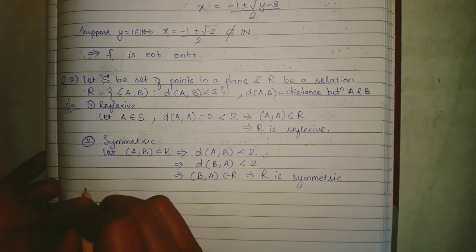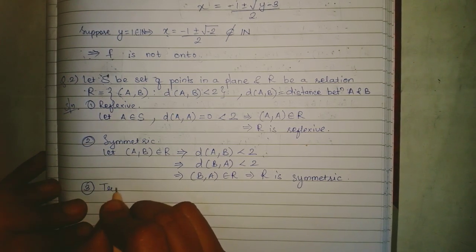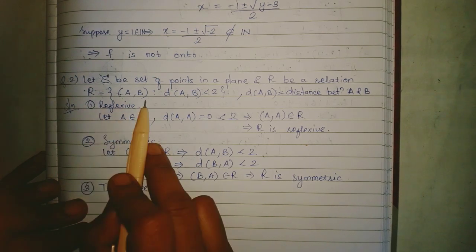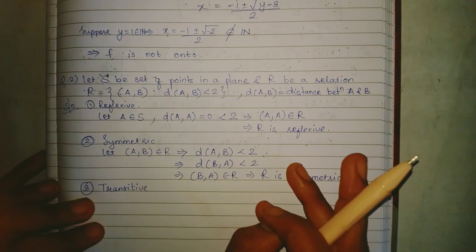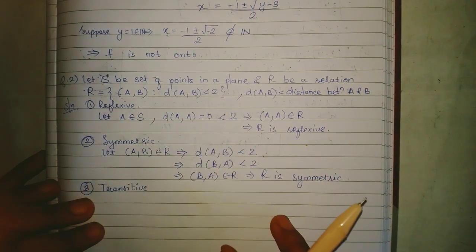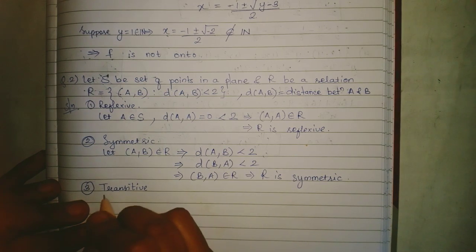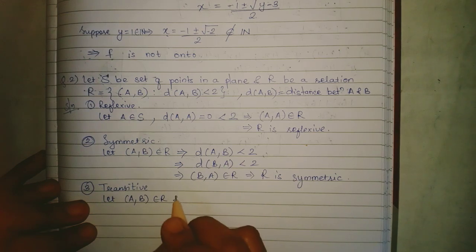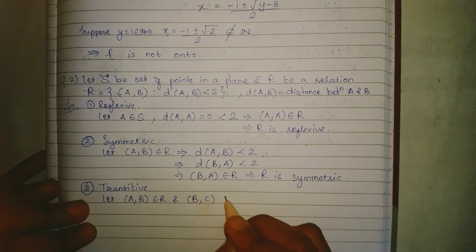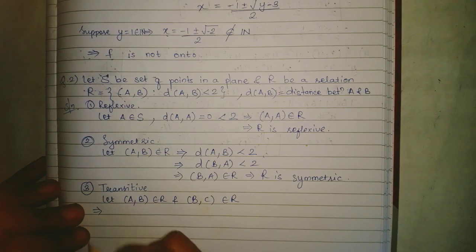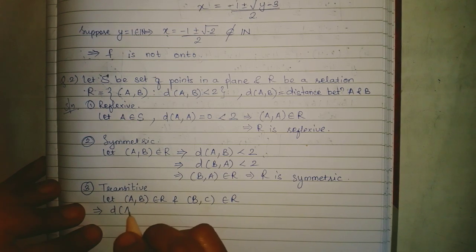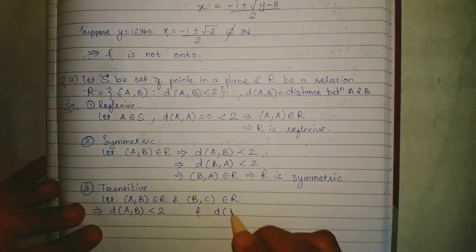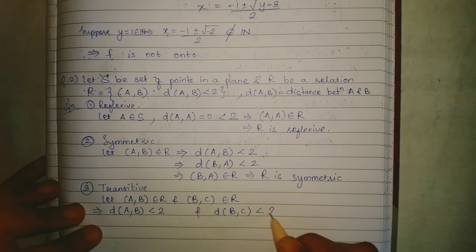Okay. Then third we have to prove transitive. Transitive means you have to take two elements from R, that is (A, B) and (B, C), and then you have to prove (A, C) belongs to R. So let (A, B) belong to R and (B, C) belong to R. So this shows the distance between A and B is less than 2 and the distance between B and C is less than 2.